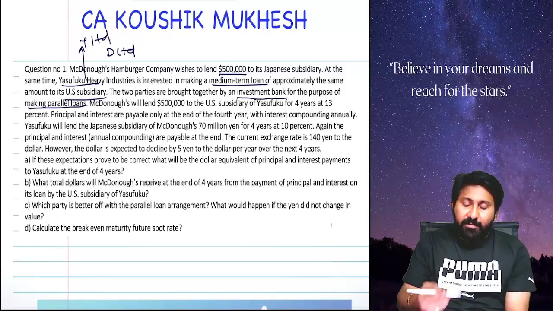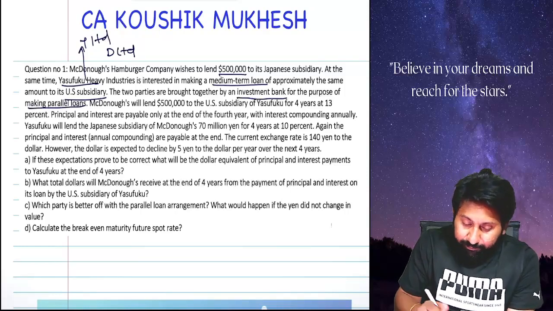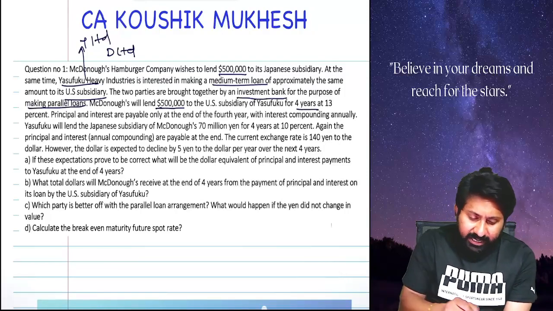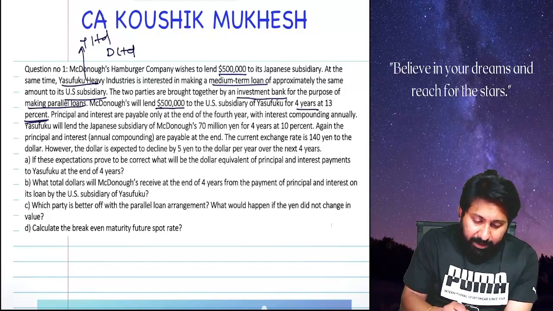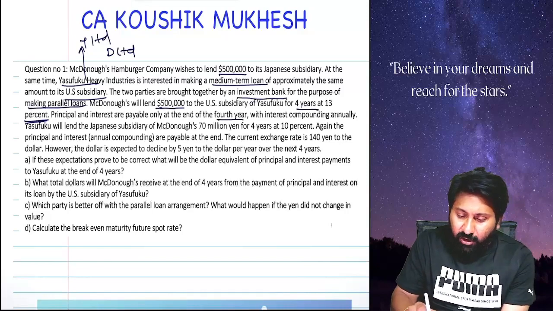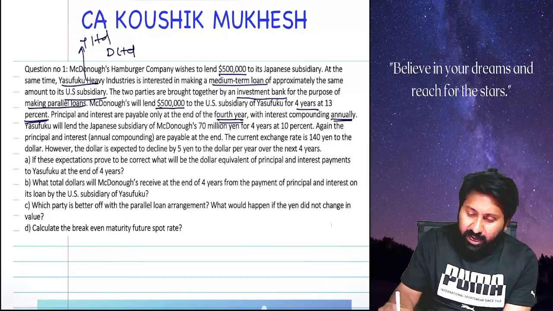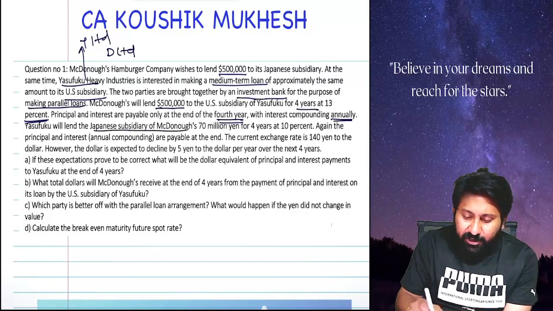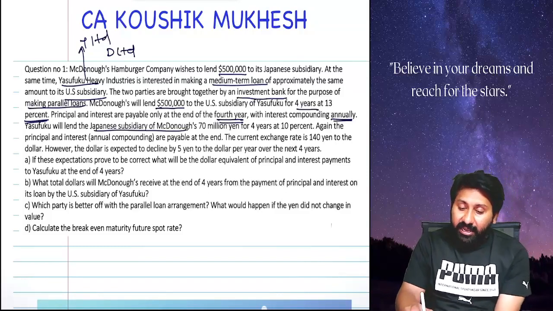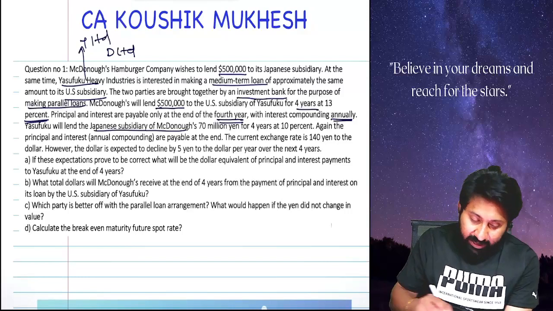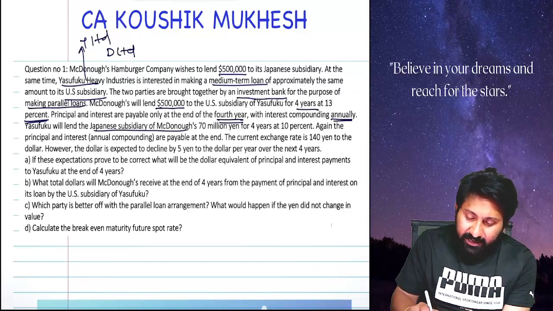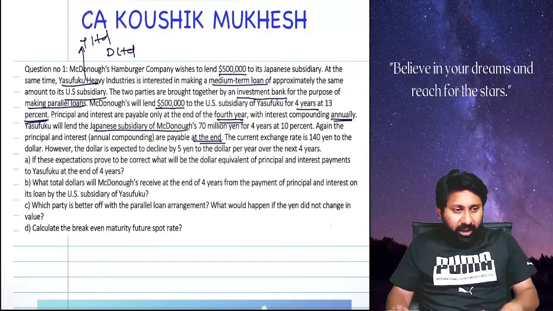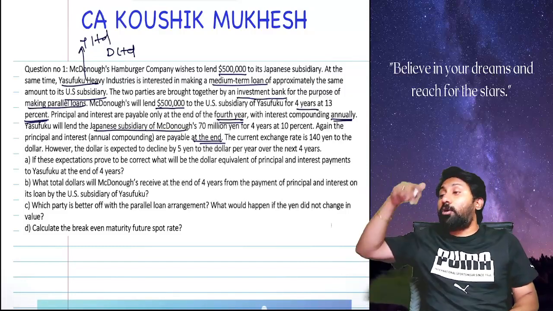McDonald's will lend, I mean D Limited will lend $5 lakh to the US subsidiary of Y Limited for 4 years at 13% interest. Principal and interest are payable only at the end of the 4th year, with interest compounding annually. Y Limited will lend the Japanese subsidiary of D Limited 70 million yen for 4 years at 10%. Again, the principal and interest are payable at the end. That means no interest will be paid in the medium term. Today I will take the loan, 4 years later along with interest I will pay.